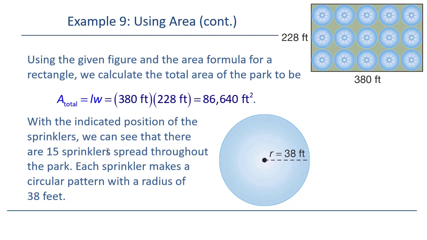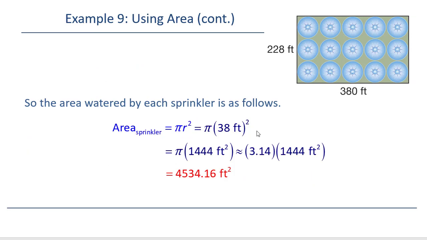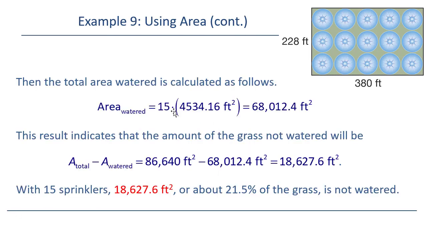Then they tell us we have 15 sprinklers, and each sprinkler makes a circular pattern with a radius of 38 feet. So there's our radius. So of course now we can find the area covered by a sprinkler. We square, multiply by pi, and get this approximate answer. Then there's 15 of them. So we take that, multiply it by 15, and we finally have, after a couple steps, the full coverage of our sprinklers.